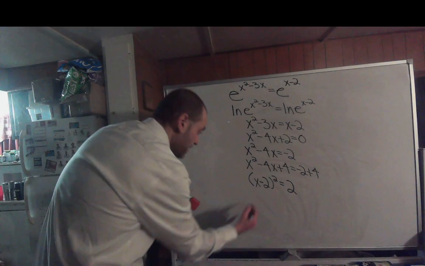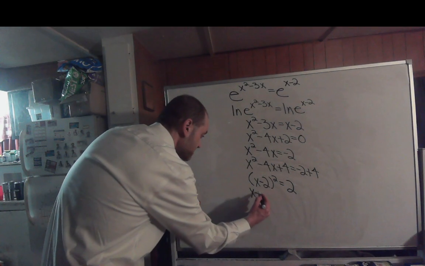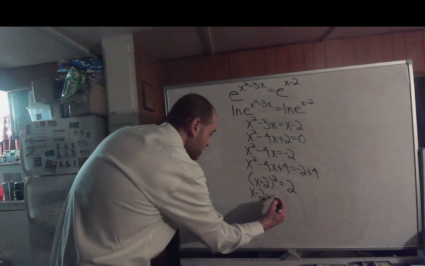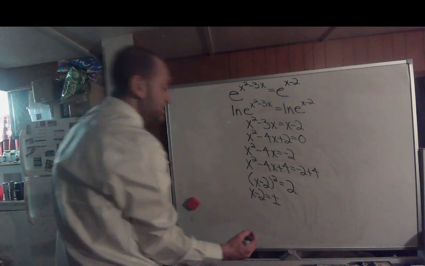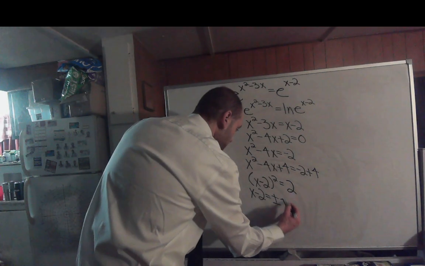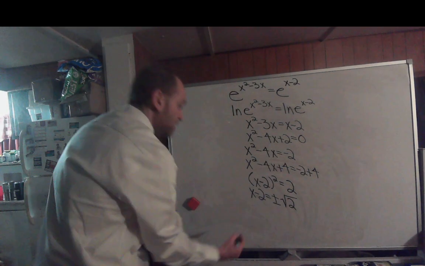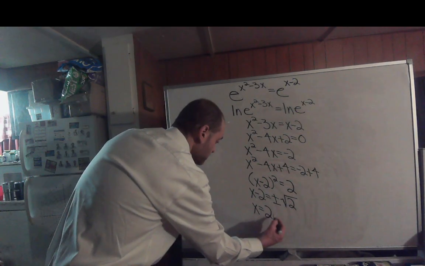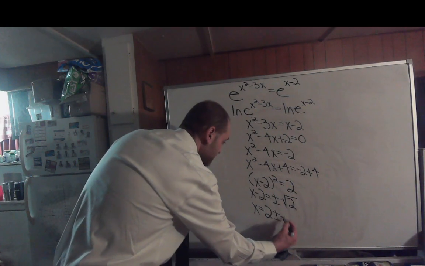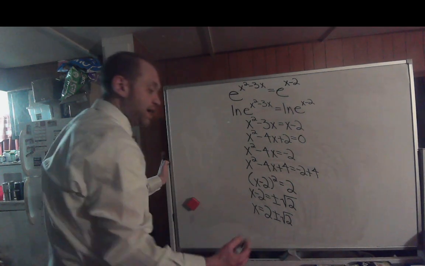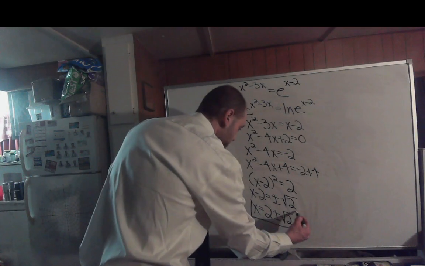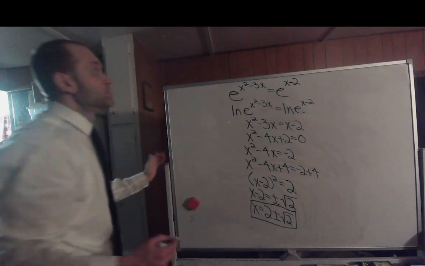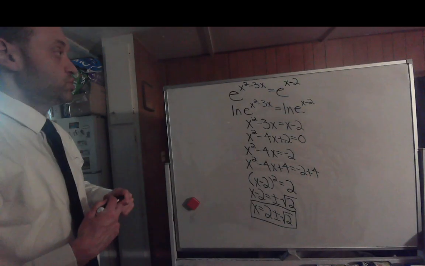So then you're going to end up just getting x minus 2 equals both plus and minus the square root of 2, which for the final answer would give you that x equals 2 plus and minus the square root of 2, and we're going to have two solutions. So those were your exact solutions.